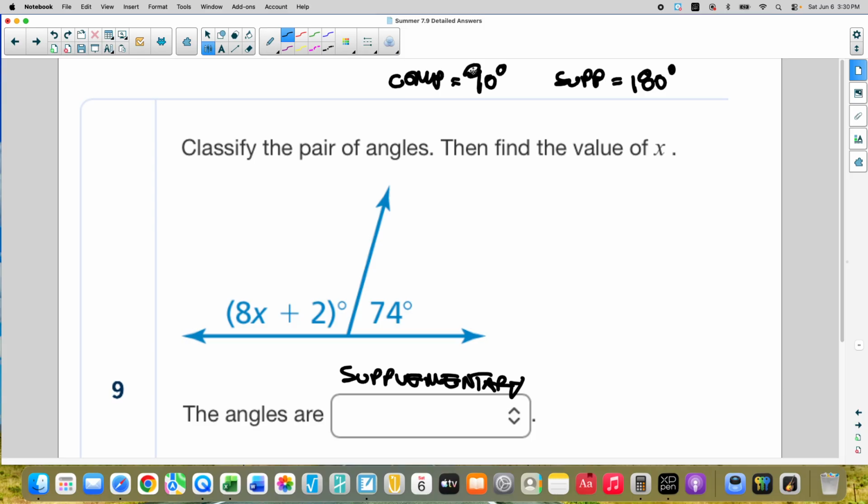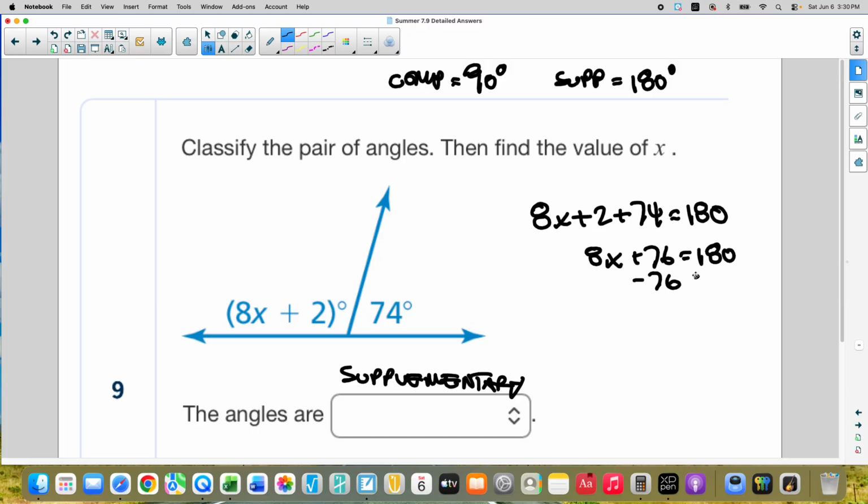The way that I always remember it is smaller letter, smaller value. Bigger letter, bigger value. So comp is 90, sup is 180. So we know that when we add these two together, it's going to equal 180 degrees. So we'll simplify. We got 8x plus 76 equals 180.